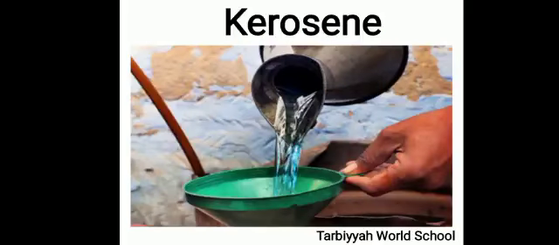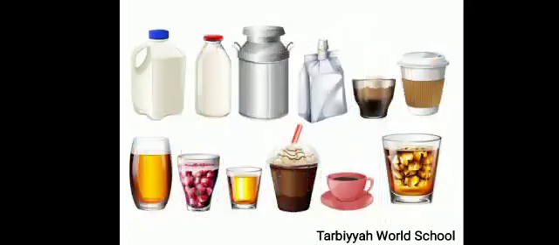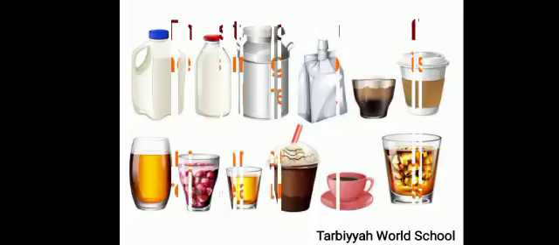Now see, we can measure kerosene as a liquid. So we have to measure the capacity of kerosene. Now see, you can see different types of containers having different shapes and different sizes. So when liquid fills up in these cans, the liquid takes their shapes, as the shape of the bottle.